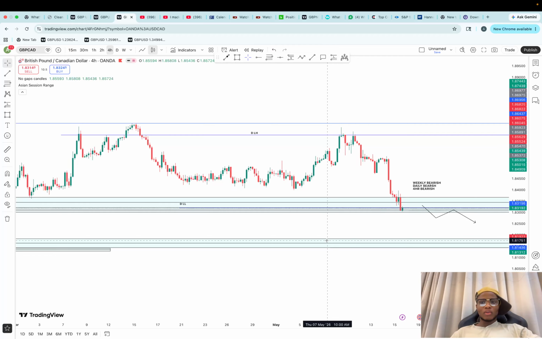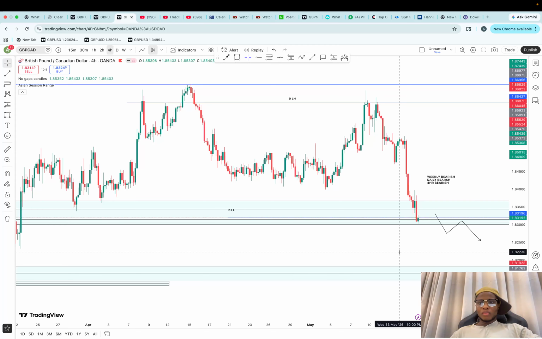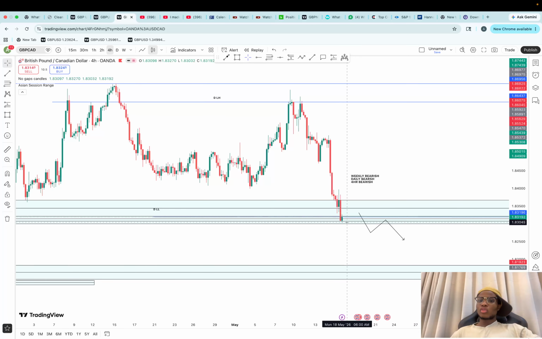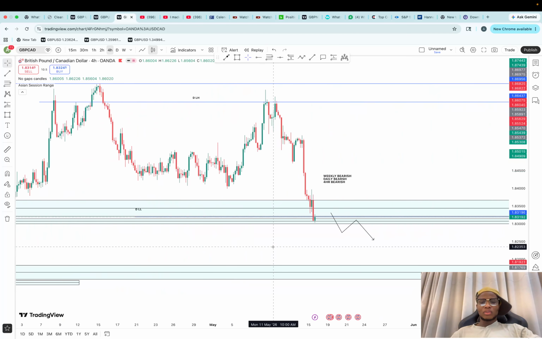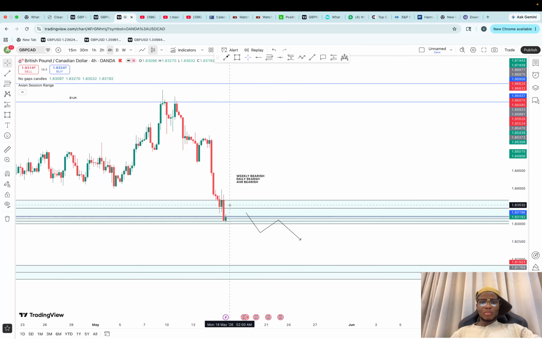So coming down to the 4 hour on GBP CAD, the 4 hour is also bearish. This has been our lower low on the 4 hour, this has been our lower high. What I'm waiting for on this market right now is for it to open, pull all the way to the zone, breakout, and at the retest, go for my entry. You all know the drill. I take my entry from candlestick formation.